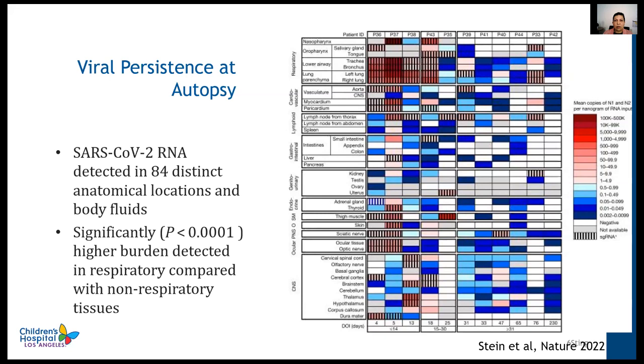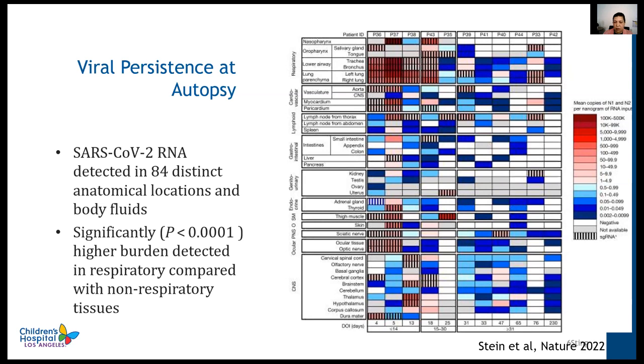In this figure, the respiratory samples are on the top, and the samples from the brain are at the bottom. And as you move to the right, the number of days after COVID infection increases. So as would be expected, a high amount of viral load is seen in the respiratory samples, especially early on, especially when death occurs early on after infection. But it's really interesting to note that viral RNA is still persistent in multiple tissues, even 76 days and 230 days after infection.